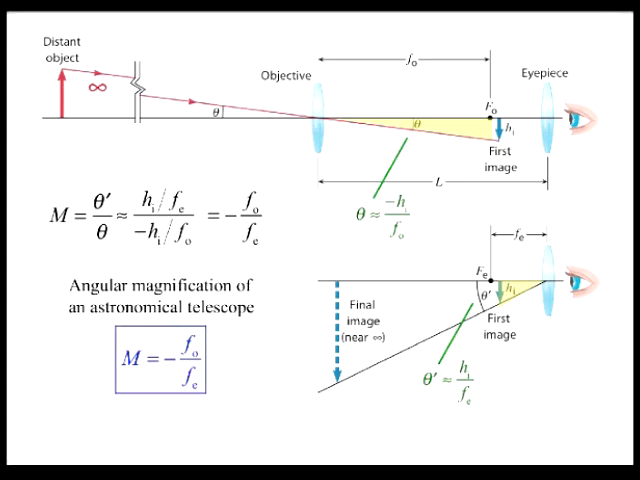The angular magnification is therefore determined by the ratio of the focal length of the objective to the focal length of the eyepiece. For larger angular magnifications, the objective should have a long focal length and the eyepiece a short one.